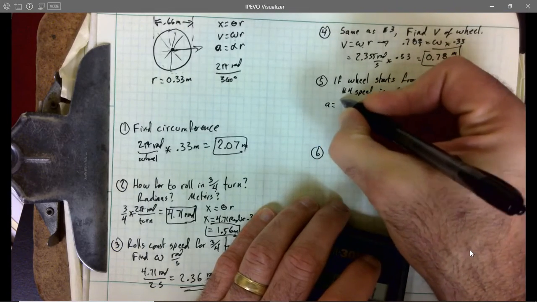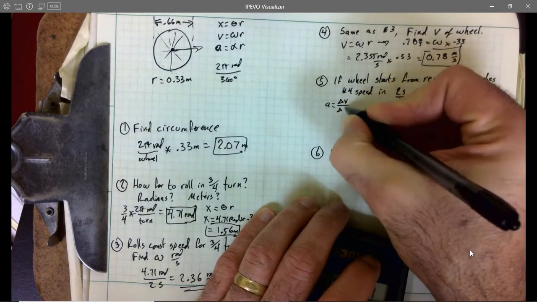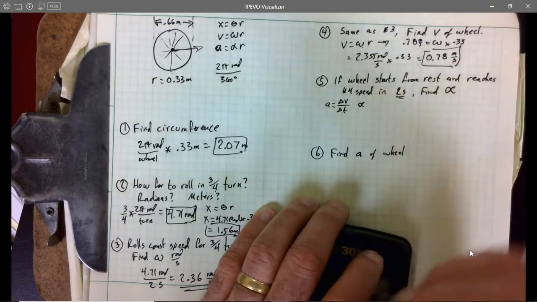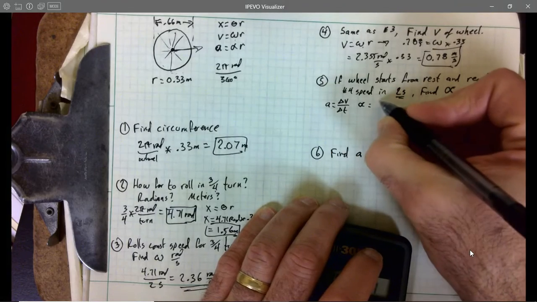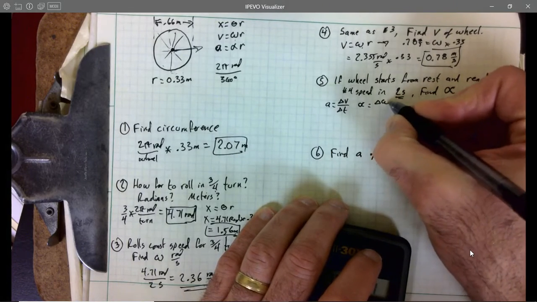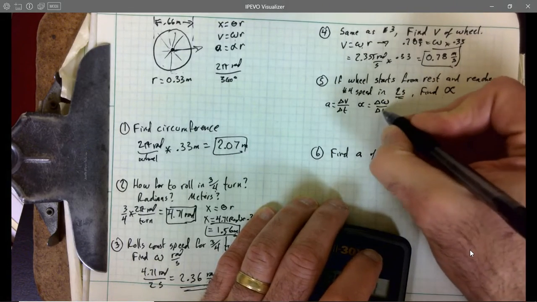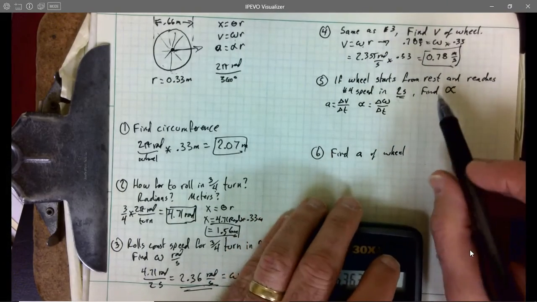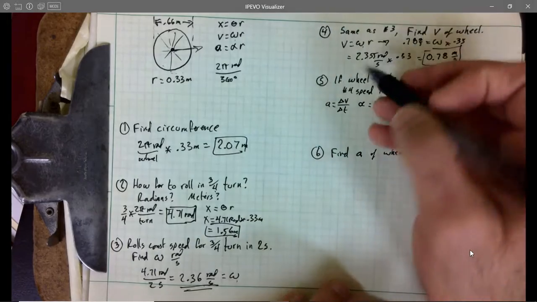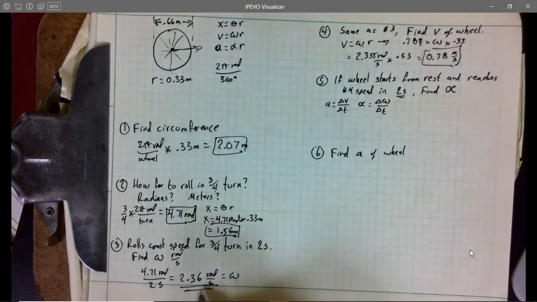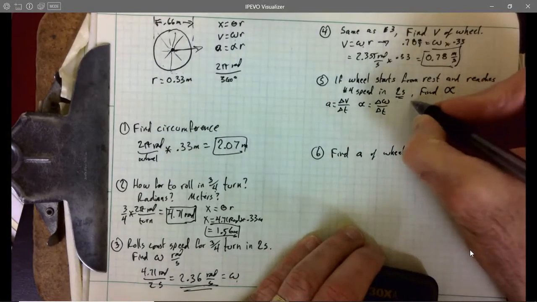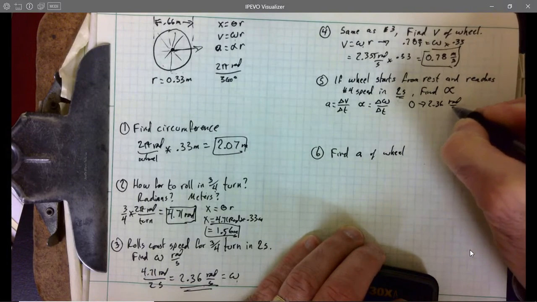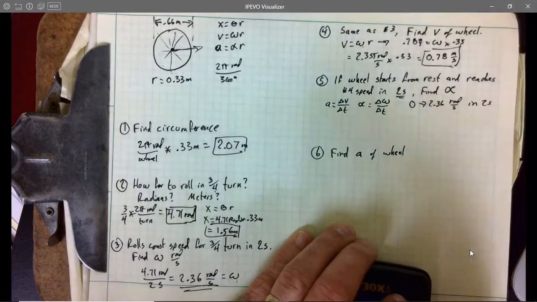Acceleration normally is a change in velocity over a change in time. So that means that angular acceleration, how fast something spools up, is equal to the change in angular velocity over a change in time. So one way to figure out what the acceleration is, we can say, okay, it went from 0 to 2.36 radians per second in 2 seconds.